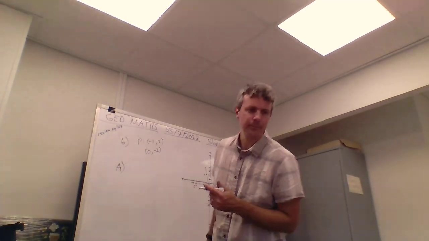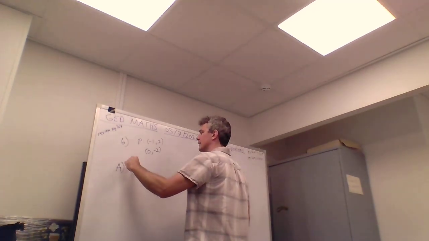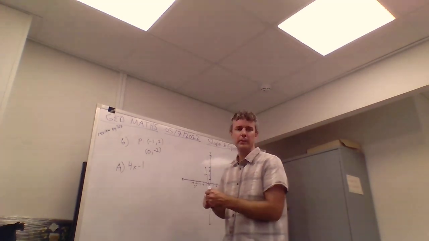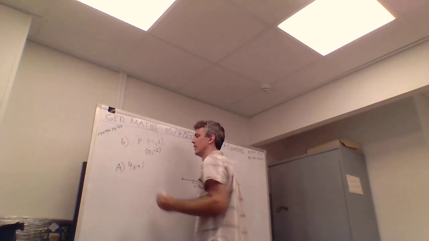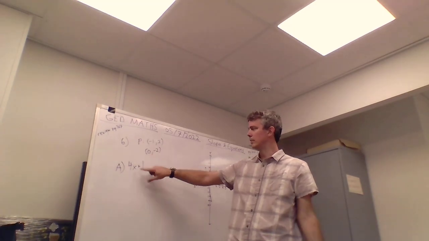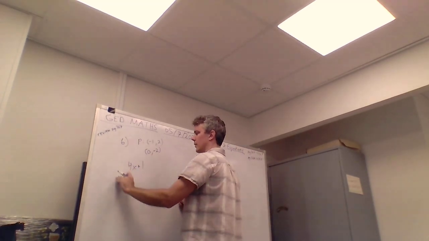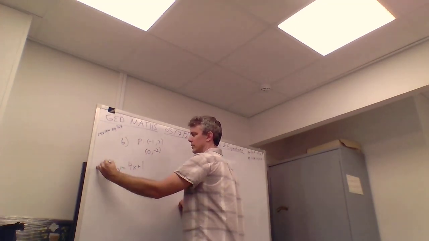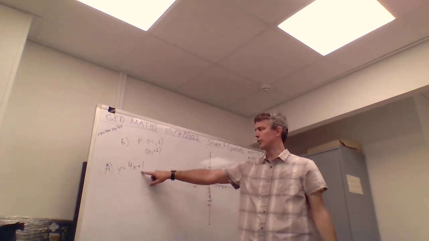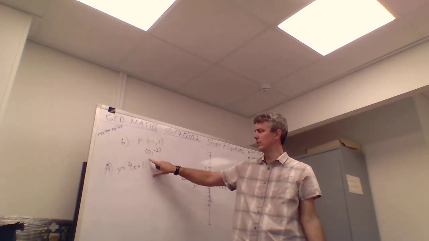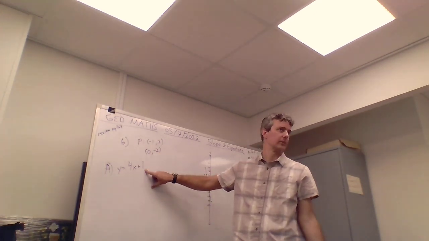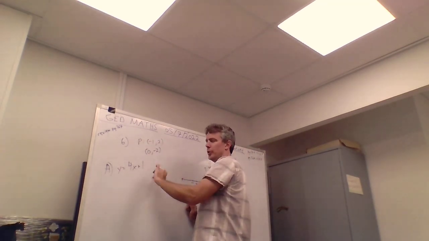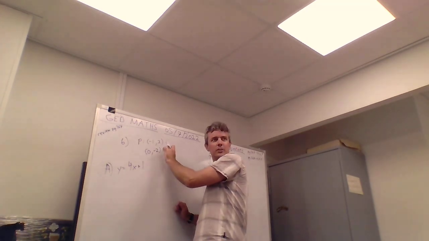So A is y equals 4x plus 1. Okay, let's start with this. If x equals 0, y equals 1. That's not correct, so it's not A. You can also do it with the P point, you could say minus 1 and 2 and solve it, but I find it so much easier to just do it with 0.